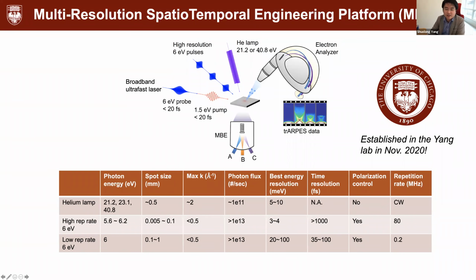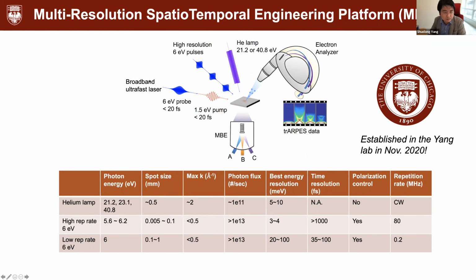In our lab, we combine 3 different light sources with complementary capabilities to do different kinds of ARPES experiments. The first thing is that we have a conventional helium lamp ARPES, which has fixed photon energies at 21 eV, 23, and 40.8 eV. We also have a high resolution, high repetition rate laser source. This is based on the titanium sapphire oscillator. It's a very old technology from back in the 1990s. We can use this to generate 6 eV pulses, but at very high repetition rates of 80 megahertz, and each pulse is relatively less energetic.